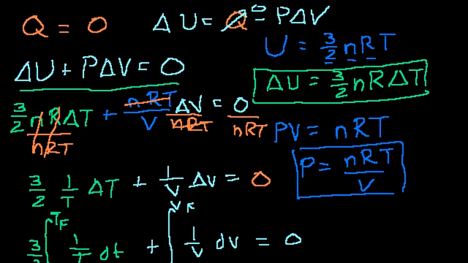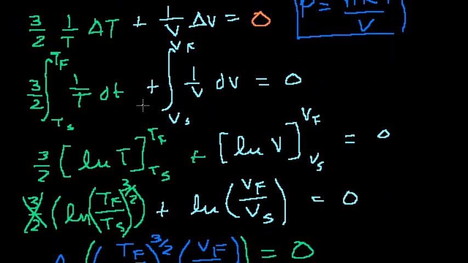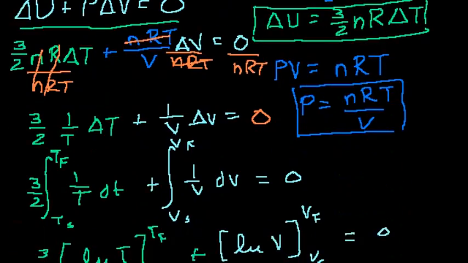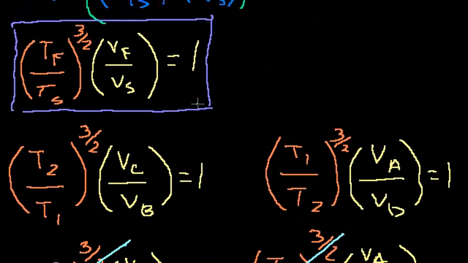Then we used that result from a few videos ago, where we said the internal energy at any point is 3/2 times nRT. So the change in internal energy is that times delta T, because that's the only thing that can change. We used PV equals nRT. And then we just integrated along all of the little changes in temperature and volume as we moved along this line. As we moved along the line, we took the integral. We said that had to be equal to 0. And we ended up with this formula over here.